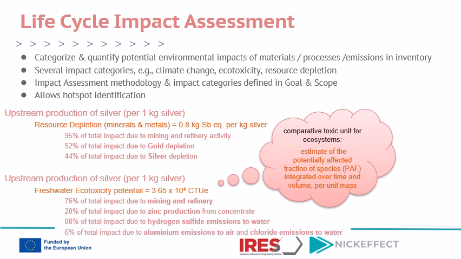And aside from the hotspots in terms of process steps, we can also identify specific substances that explain this impact. So the highest percentage of freshwater ecotoxicity potential for silver production comes from the emission of hydrogen sulfide to water during its upstream production, and other impacts are due to aluminium emissions or chlorine emissions, again during its upstream production.